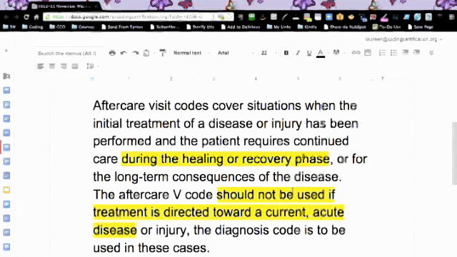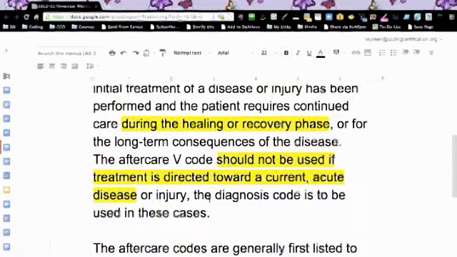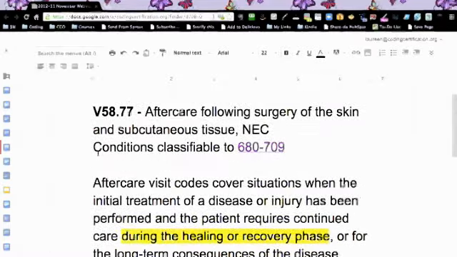So I'd like to see the documentation to determine whether or not the documentation's reading like they're in the healing or recovery phase. I suspect that they're still probably in the acute phase. And then it says the aftercare V code should not be used if treatment is directed toward a current acute disease or injury. Then you use the diagnosis code to be used in these cases. And the diagnosis code would be the conditions classifiable to 680 to 709. So you'd look them up.